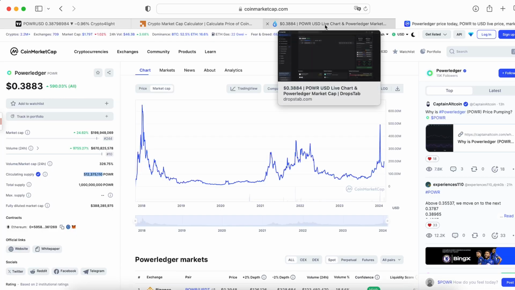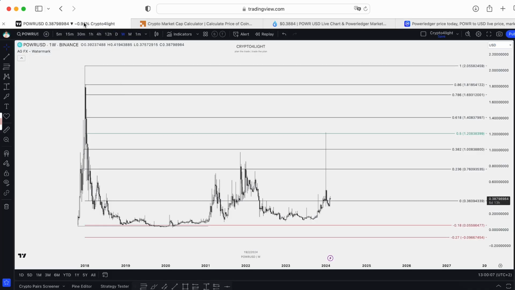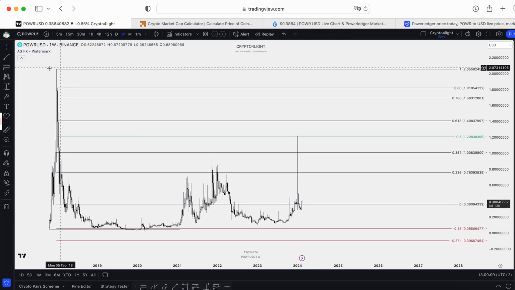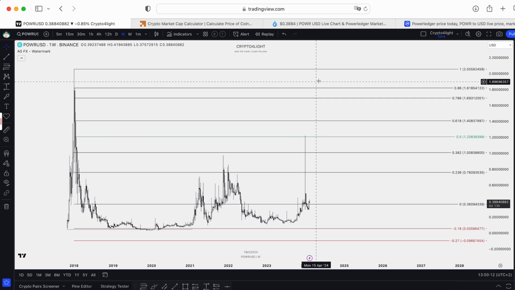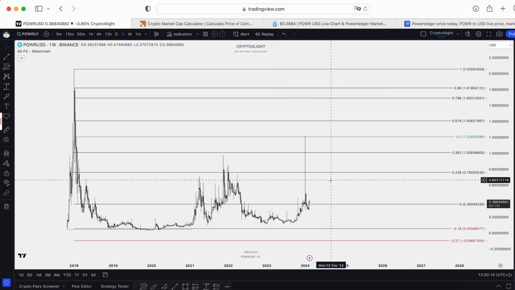Basically, this coin has potential once again, and maybe this cycle we are going to beat this all-time high. Why? Because more money is flowing into the crypto industry.